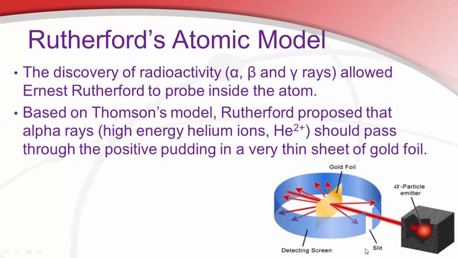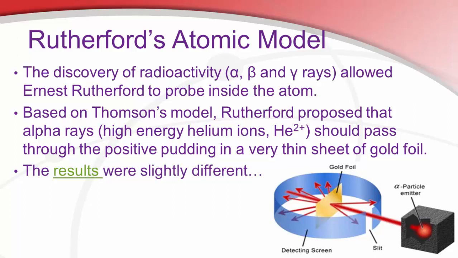So what he did was he designed a detection screen that was 360 degrees around a piece of gold foil, shot the alpha particles at the gold foil, and he could use this screen to detect the alpha particles. And what, of course, he expected to see was that all these alpha particles would be hitting exactly on the other side, going straight through the gold foil. Now, what he saw was not that.